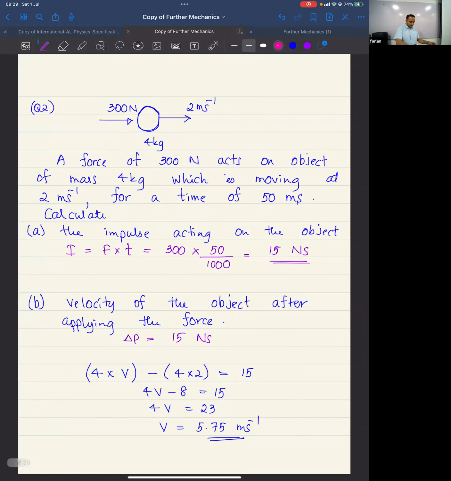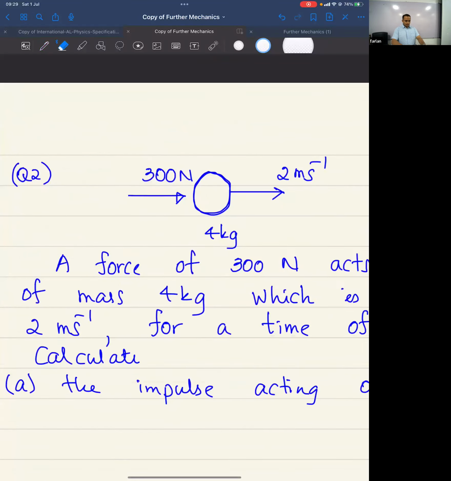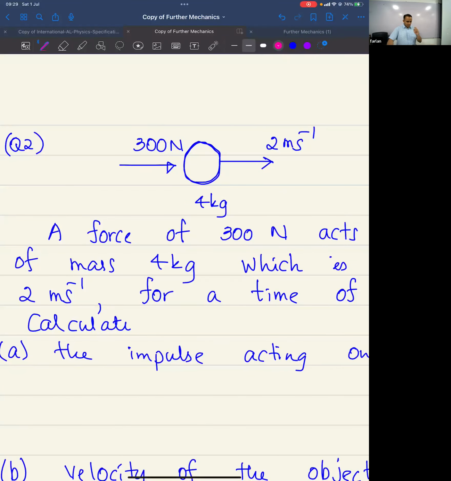Right, now the next question. Question 2. Guys, draw this diagram. An object, mass 4 kilograms, moving at a speed of 2 meters per second, and the force is 300 newtons. Draw the object. And then write down a question under that.